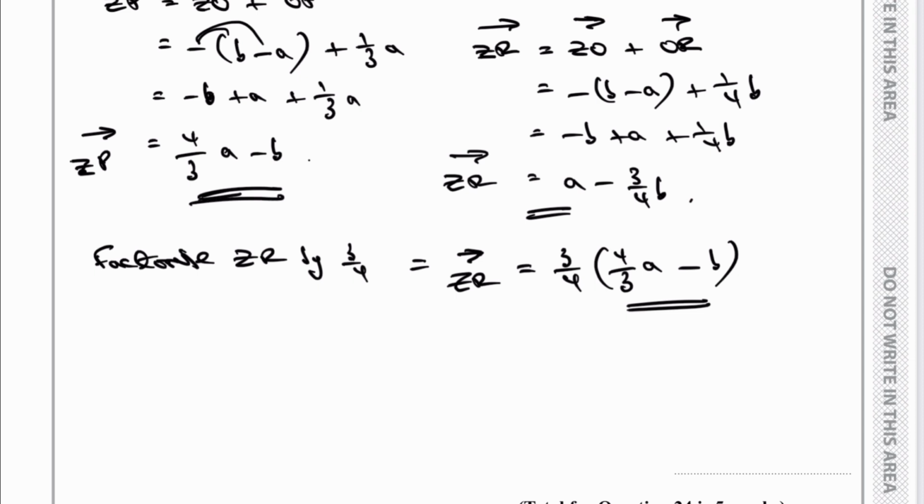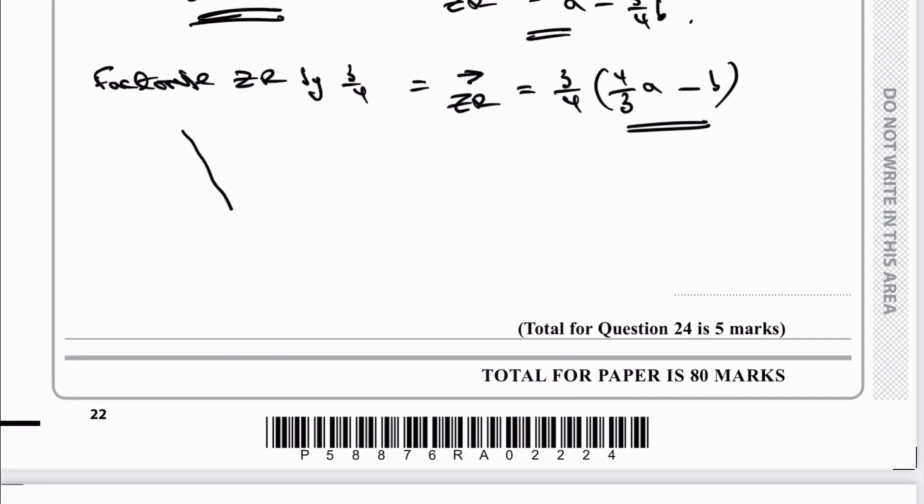and 4/3A minus B. So therefore I can say that the value of ZR is 3/4 of the value of ZP. What I'm going to do is draw this down as if it's from the sketch at the very top. So I've got Z, and then about there I've got R, and then I've got P at the bottom here. So what we're saying is the whole vector is going to be 4/3A minus B. But however, ZR is 3/4 of it, and RP is going to be 1/4 of it.